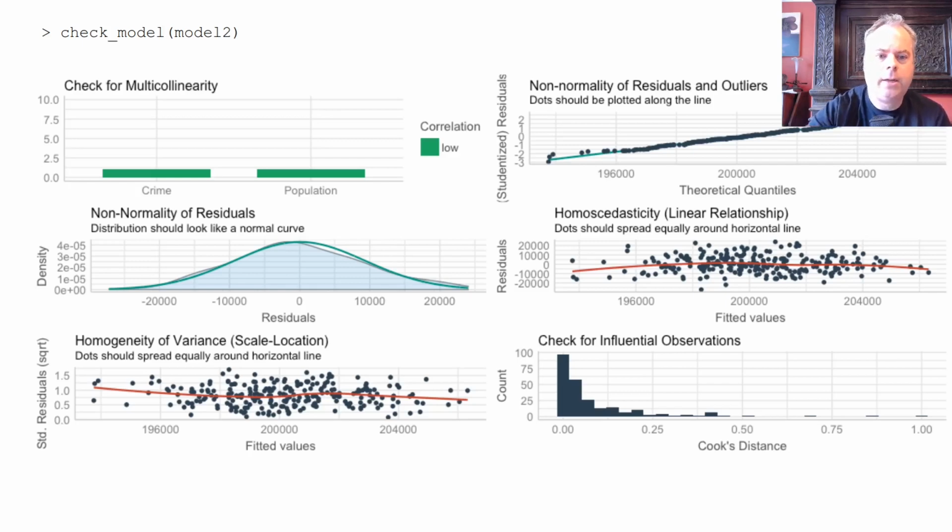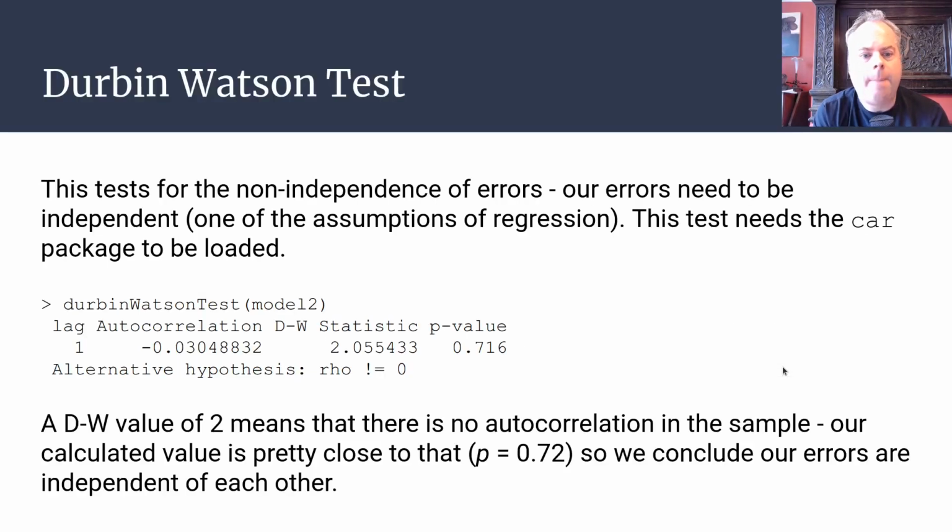Doesn't look as if there are any collinearity issues. If there were, one of these would be highlighted. Nothing's highlighted here. Residuals look fine, both of these plots. Homoscedasticity looks fine. Homogeneity of variance looks fine. And again, nothing overly concerning here in terms of Cook's distance. So we might basically select Model 2 on the basis of this.